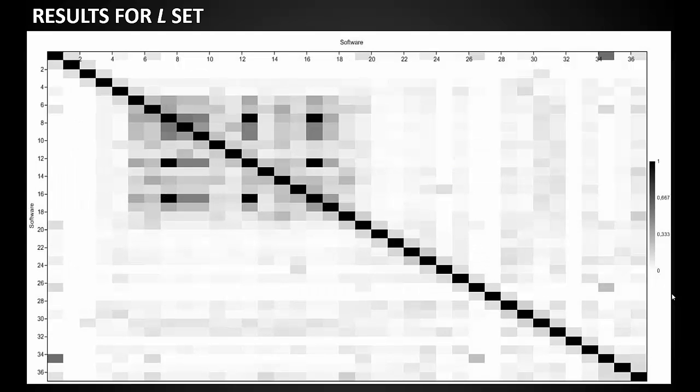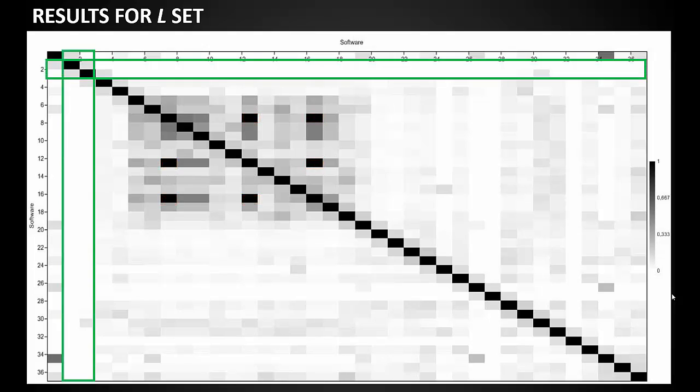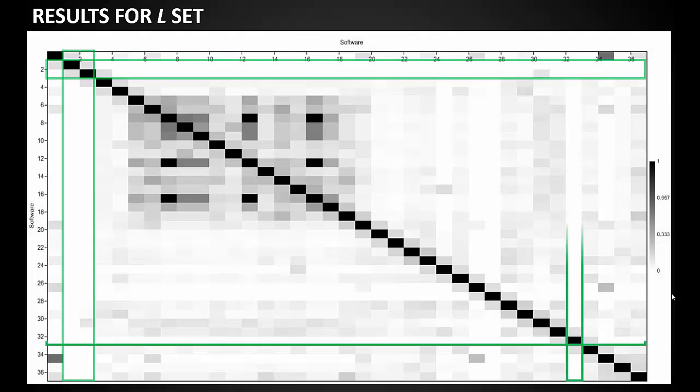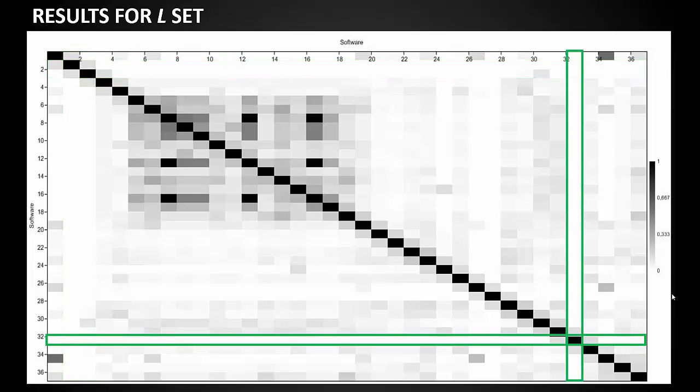For this set, the same 3 projects from P set presented total similarity degree. On the other hand, 3 projects had similarity degree 0. By manual inspection, we observed that 2 of them just used one external library, and the other one did not depend on any external library.